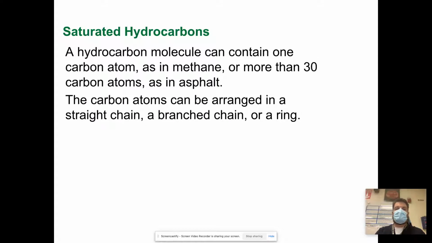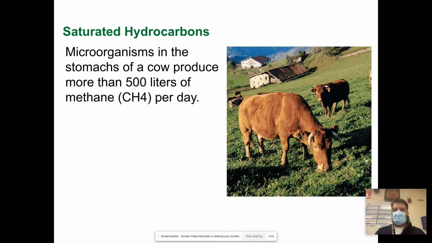So a hydrocarbon molecule can contain one carbon atom, as in methane, or 30 carbon atoms, as in asphalt. Carbon atoms can be arranged in a straight chain, a branched chain, or a ring. Microorganisms in the stomach of a cow produce more than 500 liters of methane gas per day. So that's just the molecule for methane is one carbon atom to 4 hydrogen. This should be subscript. Somehow it didn't translate.